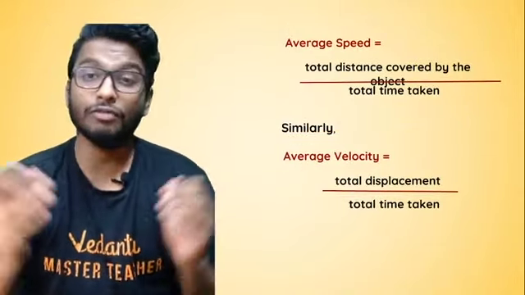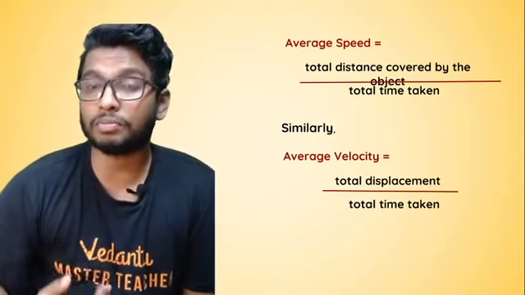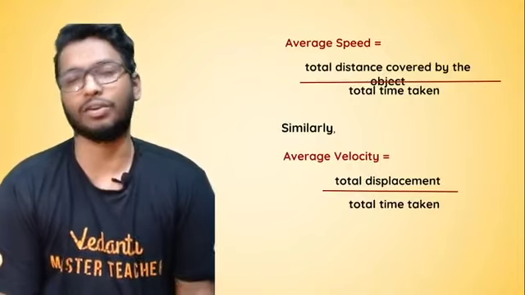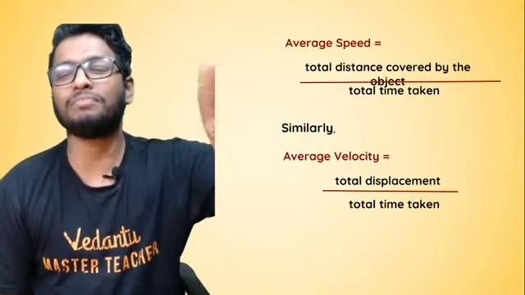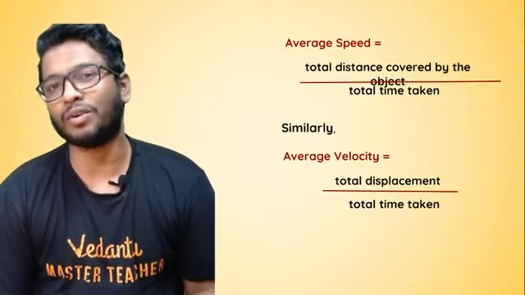As simple as that. Now to find out the average velocity, it's pretty much the same. In place of distance, you have displacement. So total displacement divided by the total time taken would give you the average velocity. Simple as that. So average speed is total distance by total time taken. Average velocity is total displacement by total time taken.